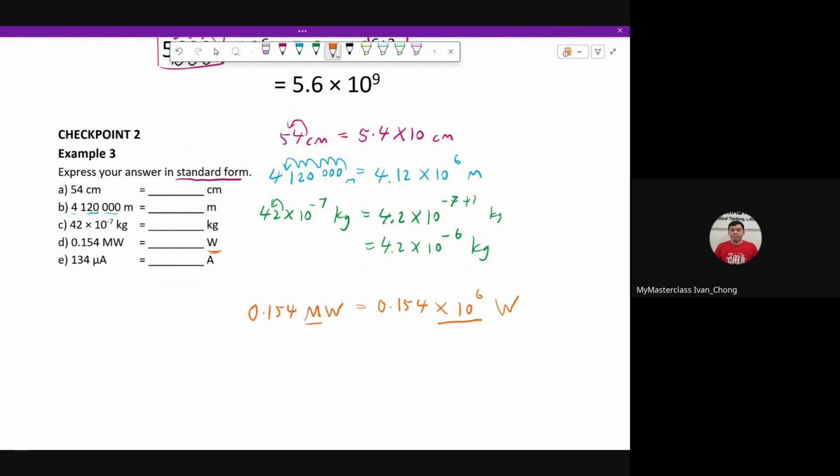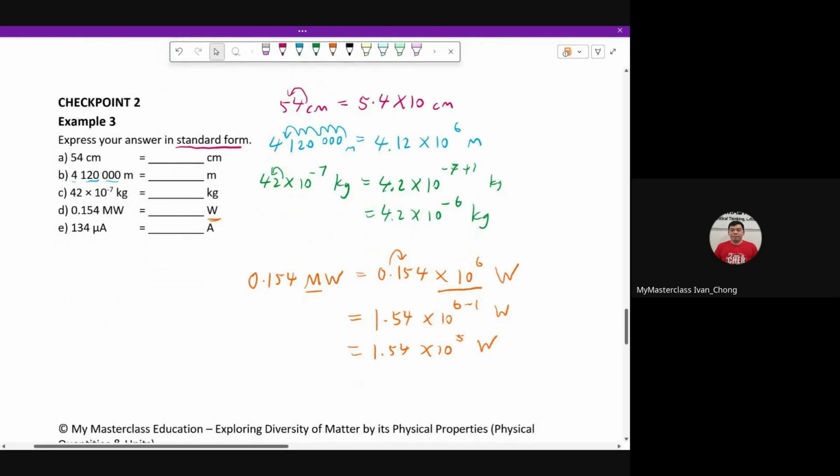So next, 0.154, this is not standard form, right? So we need to jump 1 time to your right. So what actually happens is 1.54 times 10 to the power of 6. Because we jump to the right, we will minus 1. So you actually get 1.54 times 10 to the power of 5 watts over here.